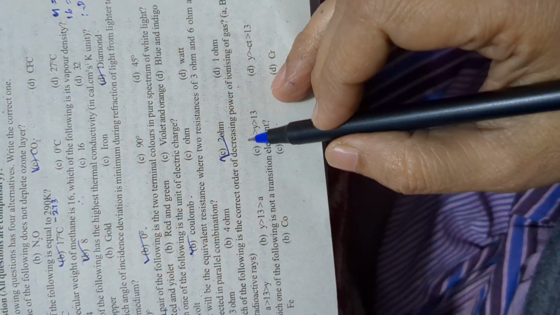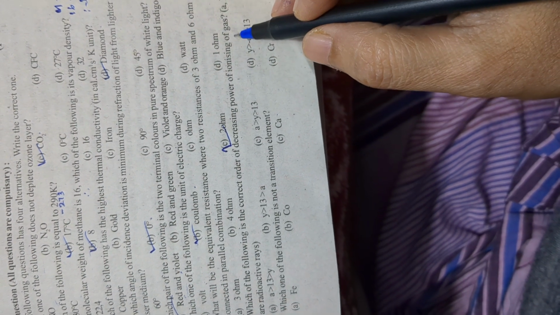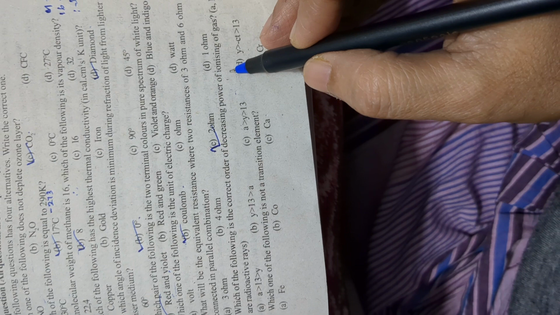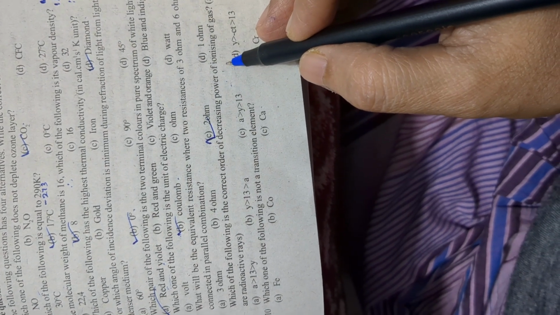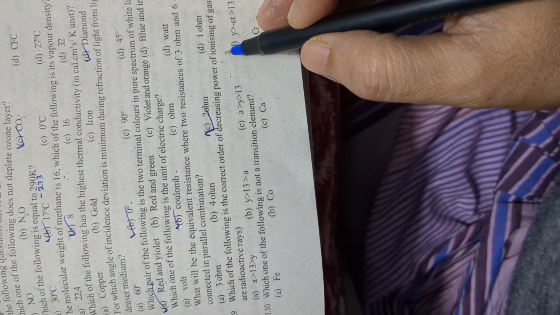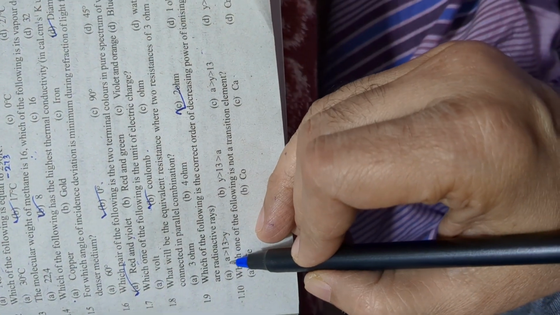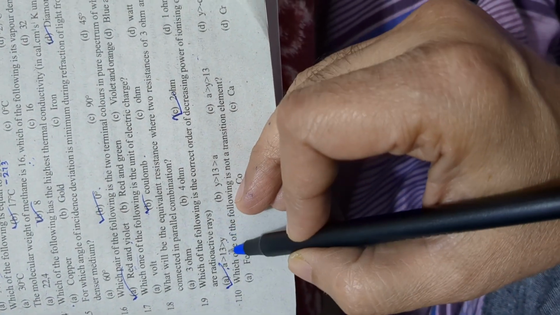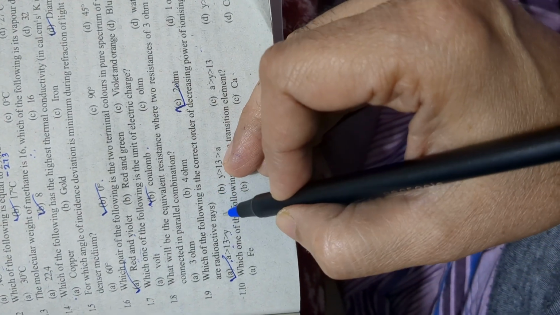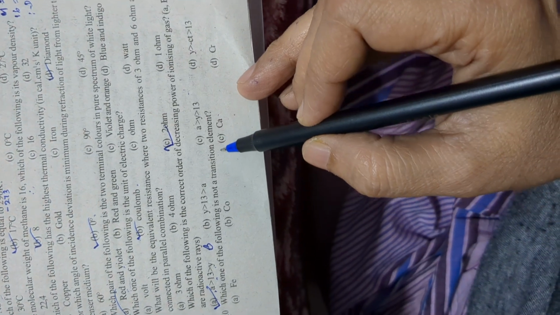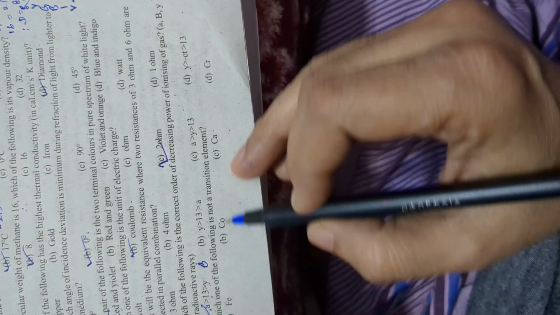Which of the following is the correct order of decreasing ionizing power? Maximum ionizing power belongs to alpha. So in order of decreasing power, that means highest is alpha, beta, gamma. This one. This is not 13, it is beta. It is a printing mistake. It should be written just like this. Which of the following is not a transition element? Here, calcium.